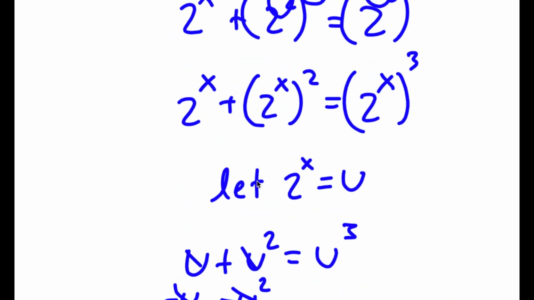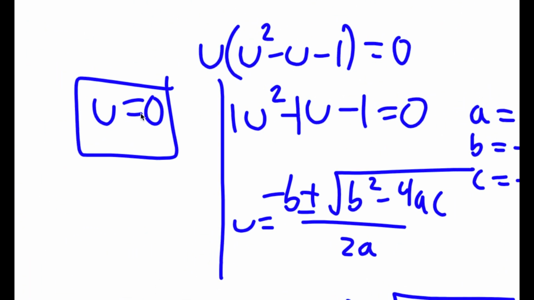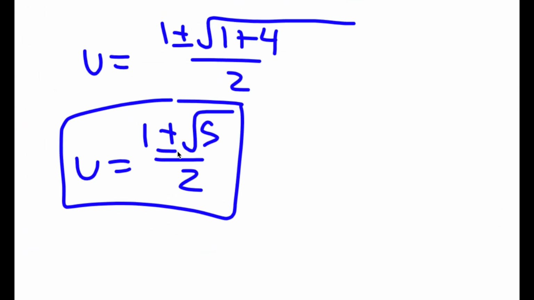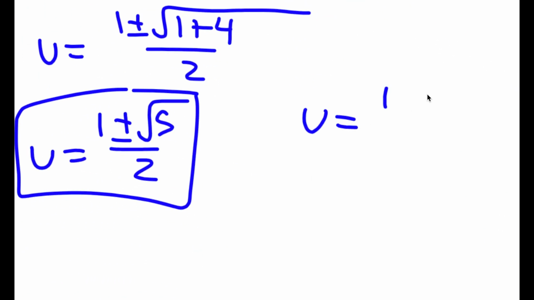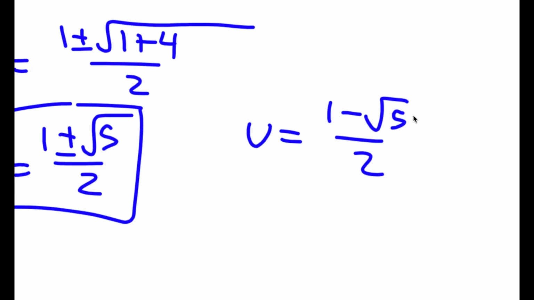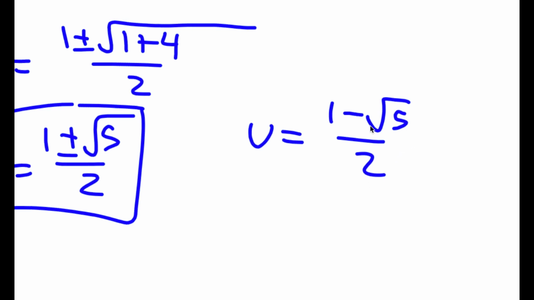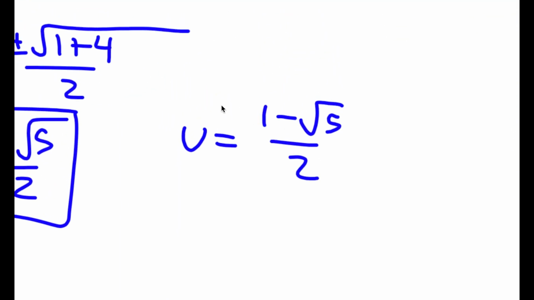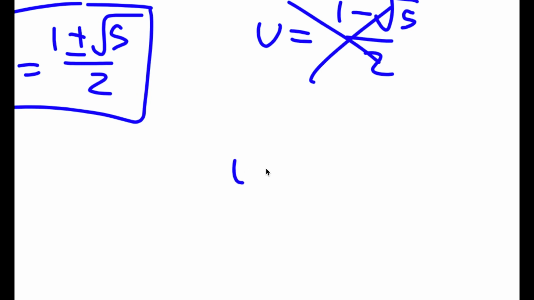So now remember how we let 2 to the power of x equal to u. So let's first start with u equaling 0. So we have 2 to the power of x equals 0. And there's actually no solution to this because you can't take the power of a number and make it equal 0. So now we have u is equal to 1 minus the square root of 5 over 2. And 1 minus the square root of 5, that's going to be a negative number, and a negative number divided by 2 is a negative number. And you can't take the power of a positive number and make it a negative number, so this is wrong as well. So finally, I have u is equal to 1 plus the square root of 5 over 2.